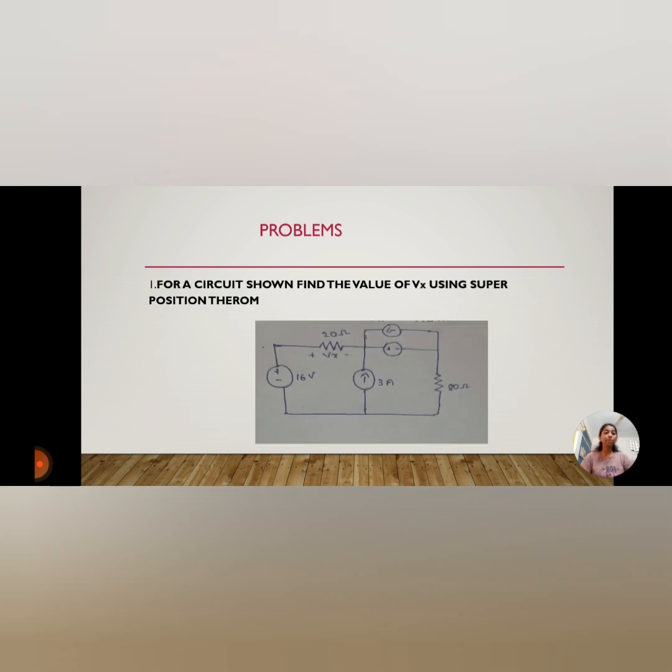The first problem: for the circuit shown, find the value of Vx using the superposition theorem. The circuit contains a 16 volt source connected with a 20 ohm resistor, which carries Vx, a 3 ampere current source, a 10 volt source, and an 18 ohm resistor.